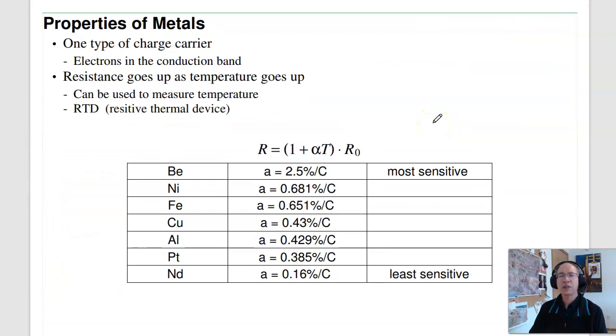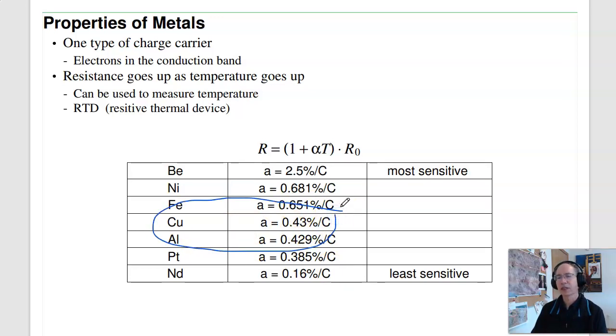Now, a property of metals, as I kind of demonstrated, is the resistance goes up as temperature goes up. And it depends upon the metal. The most sensitive is beryllium. The resistance goes up by 2.5% per degree C. The least sensitive is neodymium, 0.16% per degree C. Copper, that's what a lot of our wires are. Resistance goes up by 0.43% per degree C. And again, that's what you saw in the beginning video. As temperature went up for the inductor, the resistance went up. Not by a lot, but it did go up.